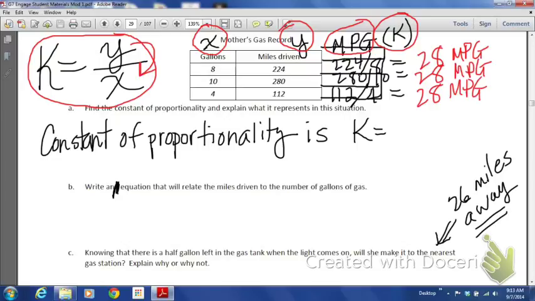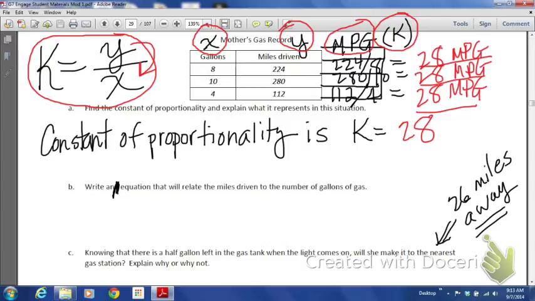If Mom is doing very regular routes, maybe going to work and shopping or whatever, she may very well be very consistent. I know in my vehicle, highway miles and in-town miles can be different, sometimes drastically different. But if you're getting 28 miles per gallon in your gasoline-powered vehicle, you're doing pretty well, I think. Anyway, our constant of proportionality, that's question A, and it is indeed 28.